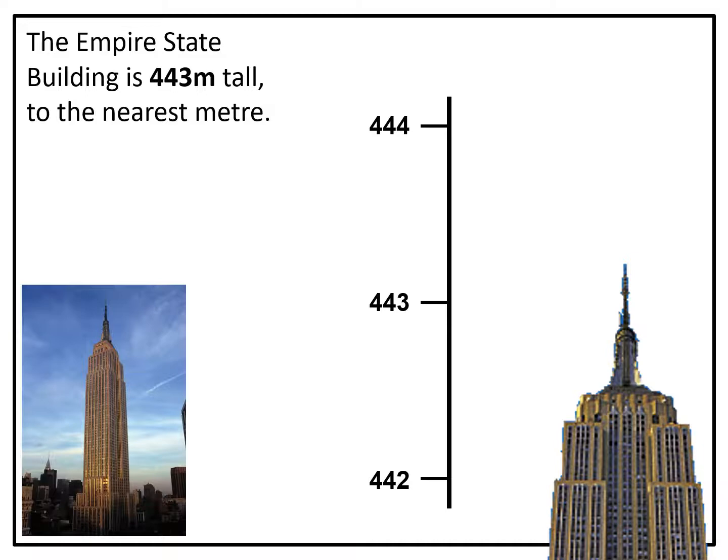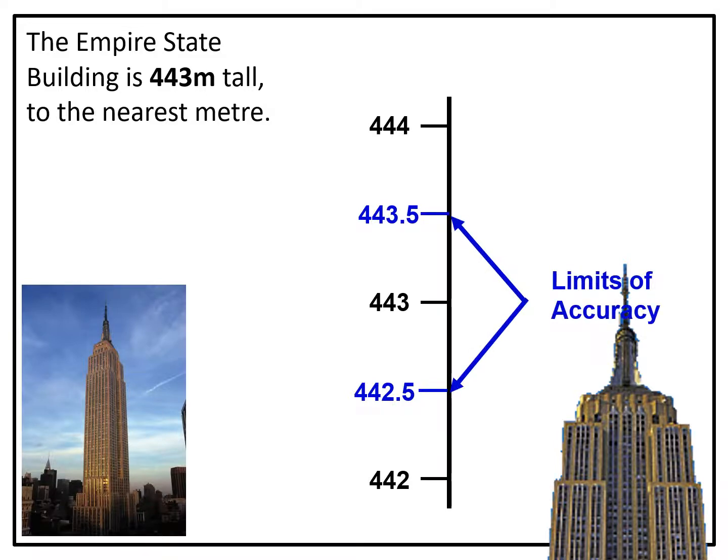So the range of values it could have would be half a meter lower, which is 442.5. That means that 442.49999, etc., would be just below the range of values, and it would go up to half a meter more, 443.5, that way.